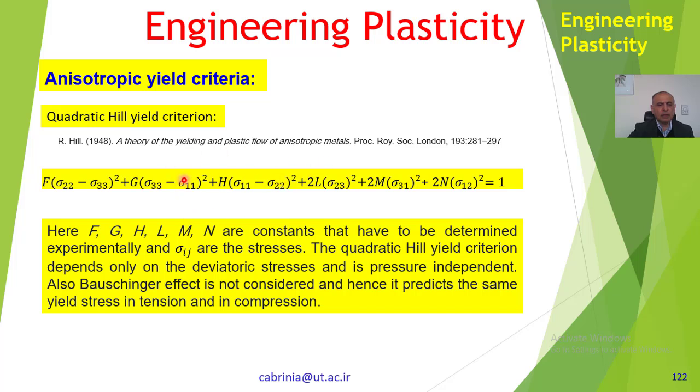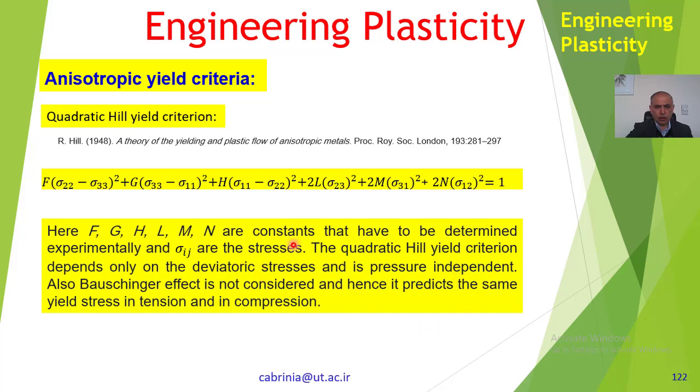Now these are constants that can be determined experimentally. How do we determine them? For instance, we do a tensile test in one direction, in another direction, in a third direction, and we get the values for the yield stress, because if the material is anisotropic, the yield strength is different at different angles. So we get these values, and by substituting them into this equation, we can get these constants.